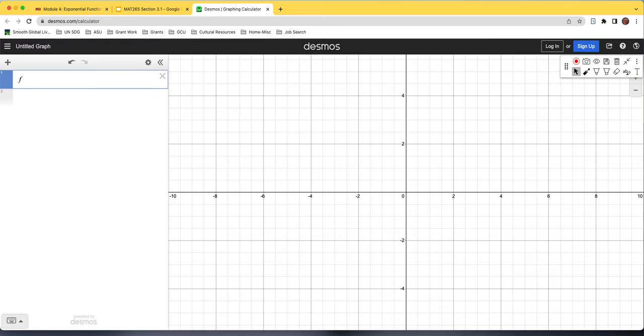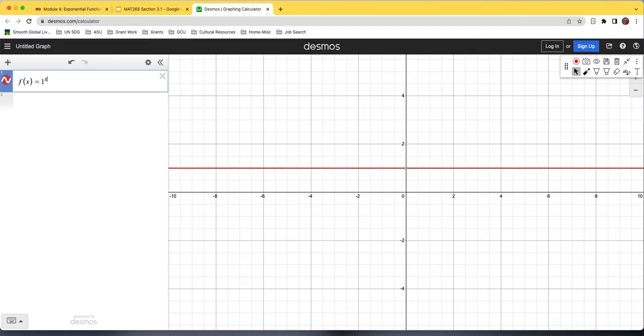So we could start with the function, and I'm going to do this as sort of the base function, 1 raised to the x power. It's a base raised to the x power. But does 1 raised to the x power look like what we think of as an exponential function? No. It looks like a horizontal line, doesn't it? And in fact, it is, because 1 to any power is still 1.